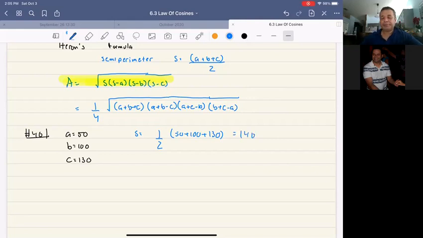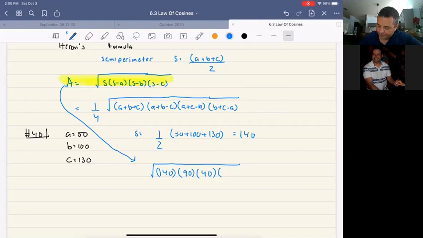Okay. Now we're going to find the area. So let's take just this formula here and apply it. Square root of 140, that's the semi-perimeter. 140 minus 50 is 90. 140 minus 100 is 40. 140 minus 130 is 10.